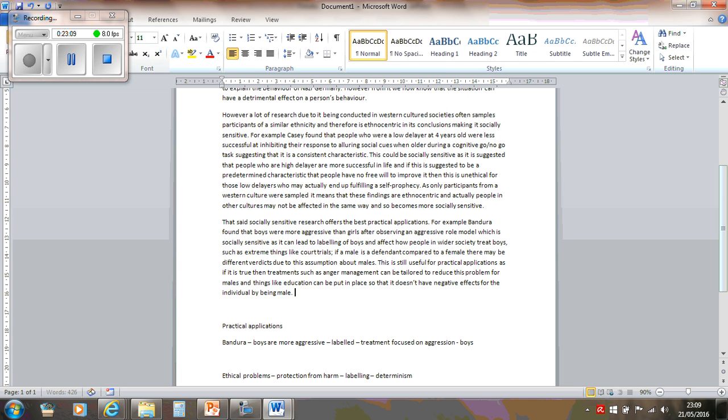being male. This sounds really sexist. It's not. I'm not intending to be sexist. It's still useful practical applications if it is true, and treatment such as anger management can try to reduce this problem for males, and education can be put in place so it doesn't have negative effects for the individual by being male. I'm waffling on totally, aren't I? But it'll do. And I already kind of said that.